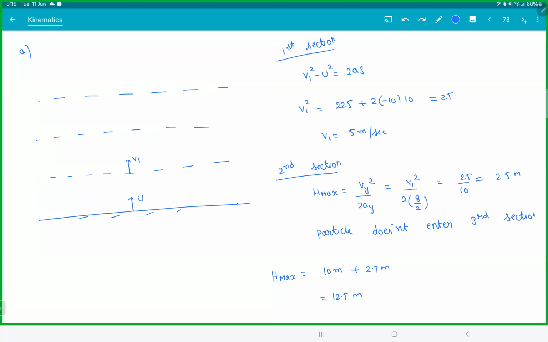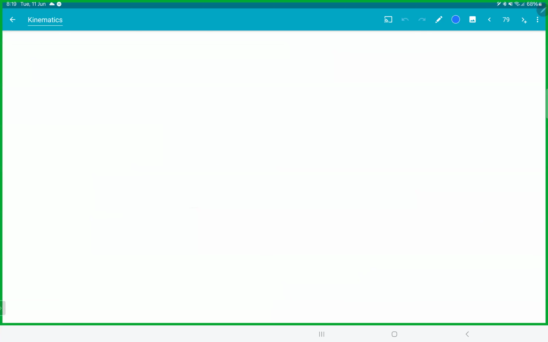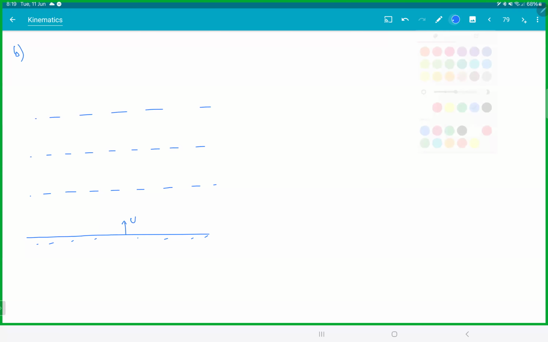Let's see. Now again, the same problem we are facing. You cannot use the formula directly. We can use it only for each section. And we noticed the final velocity in the first section is the initial velocity for the second section, and so on. So if you start here with speed u, let the velocity be v1, let the velocity be v2, let the velocity be v3, and so on.